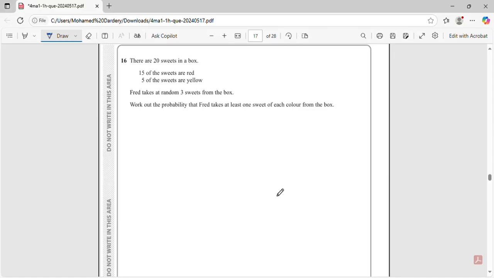Question 16. In question 16, there are 20 sweets in the box. 15 of the sweets are red, 5 of the sweets are yellow. He takes 3 random sweets from the box, and we are asked to work out the probability that he takes at least 1 sweet of each color. So to take at least 1 sweet of each color, I can take 2 red and 1 yellow, or 2 yellow and 1 red. Of course, we have to follow the orders. So in this case, I can have R, R, yellow, or R, yellow, R, or yellow, R, R. The same applies here, like this.